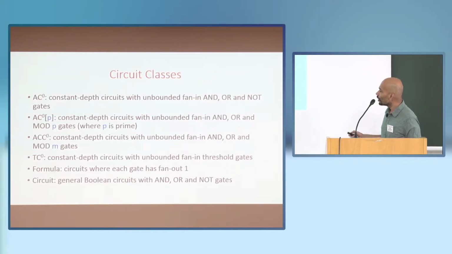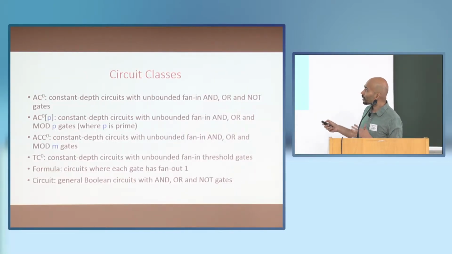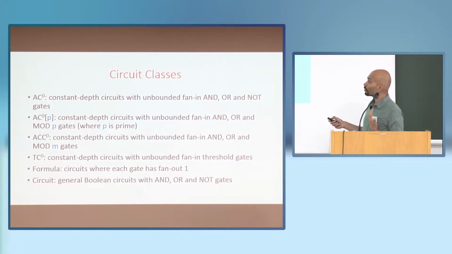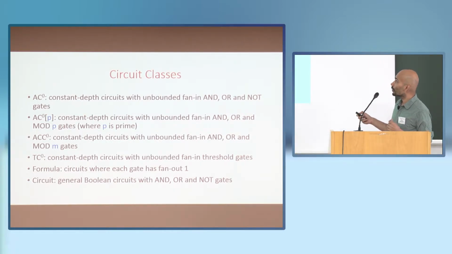Okay, so which circuit classes do we typically consider? There are, of course, many circuit classes that are of interest, but these are the main ones in terms of making progress in circuit lower bounds. So AC0, which is just constant depth circuits with unbounded fan-in AND, OR, NOT gates.